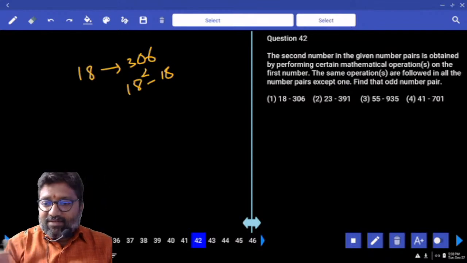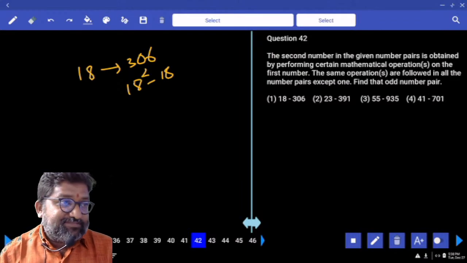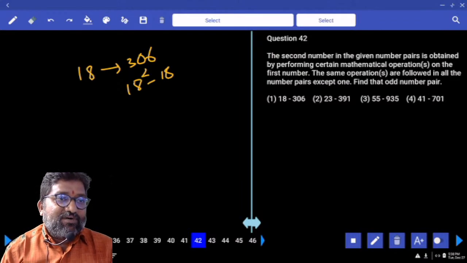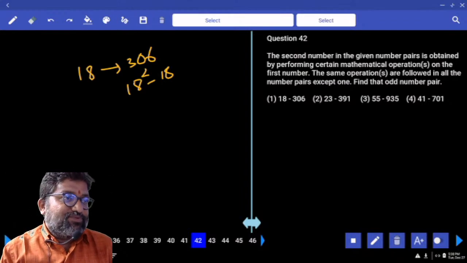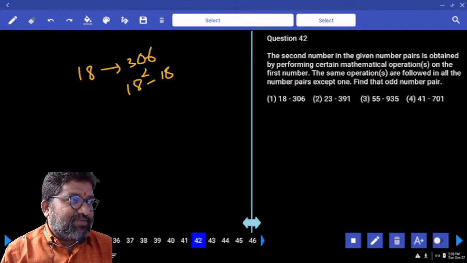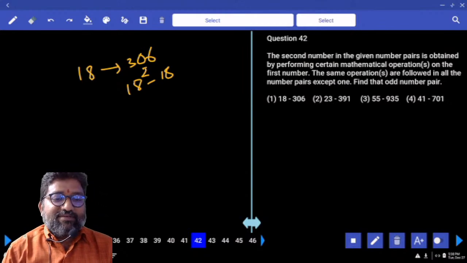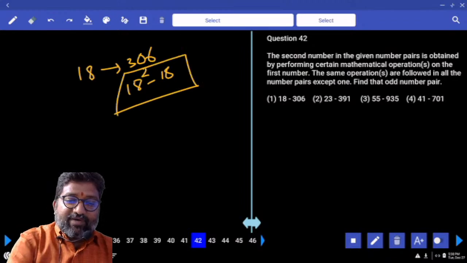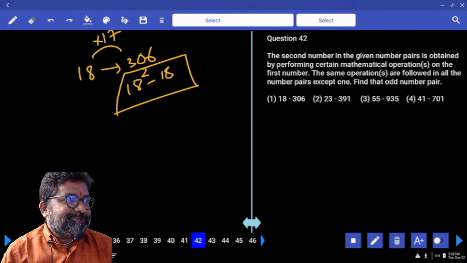If I go for the next one, 23 square is 529. Very far. 41 square is 1681. Very far. Will this logic work out? Then how, sir? Apart from being 18 square minus 18, this is also 18 into 17.